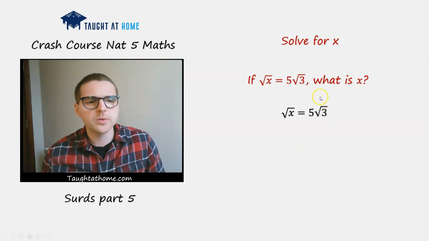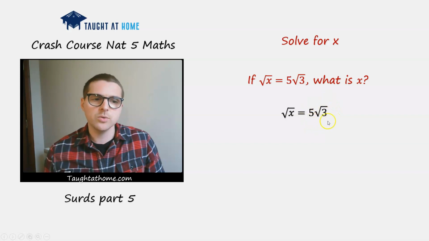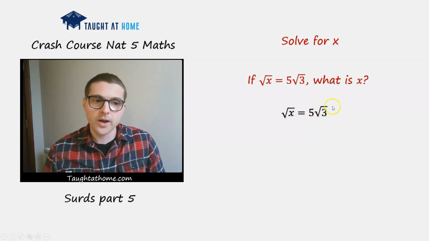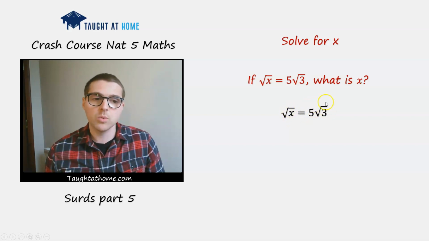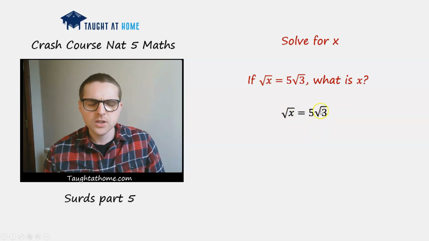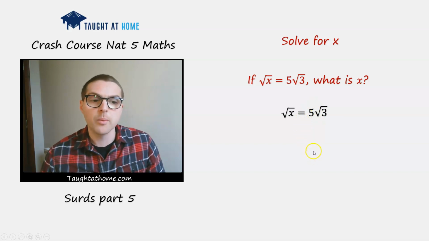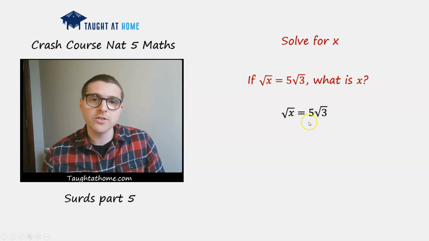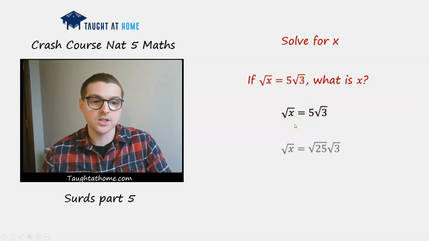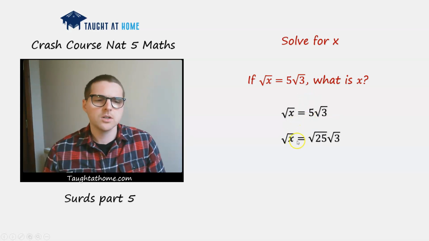So what we want to do is turn this into one whole square root, so we can compare the x term with whatever this term is. We're going to turn this into two roots, and convert this 5 into a square root. We do that by finding what square root of what equals 5, and that is the square root of 25. So now we've got the square root of x equals the root of 25 times the root of 3. And these are equivalents.